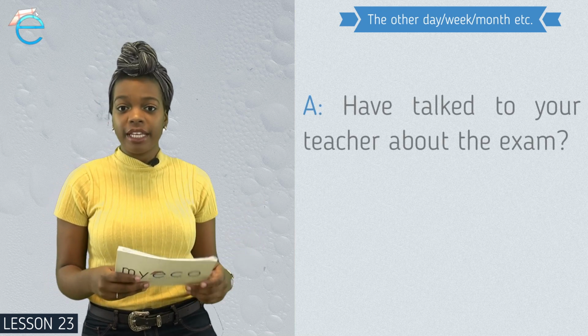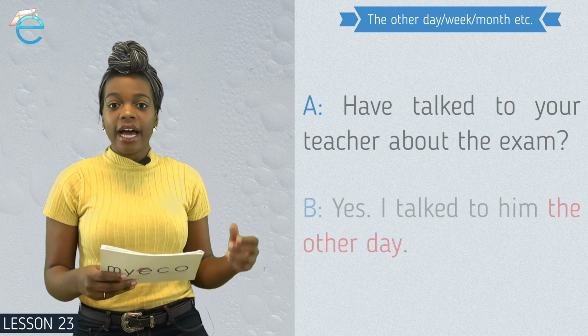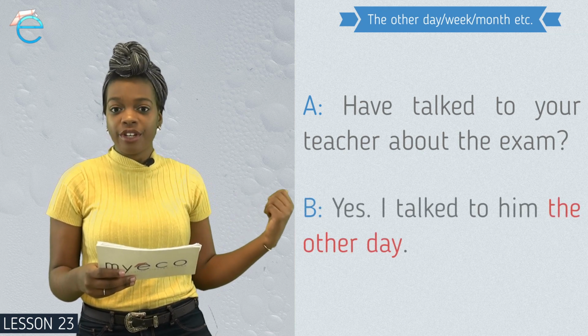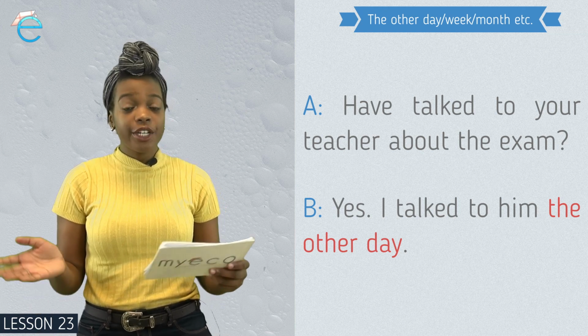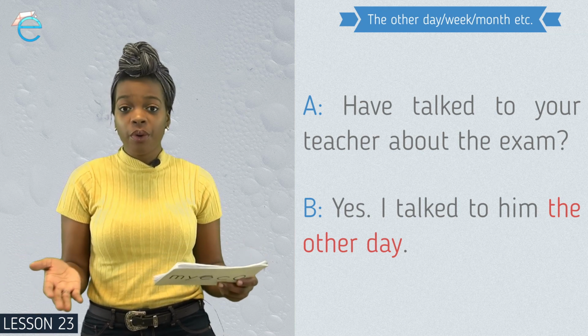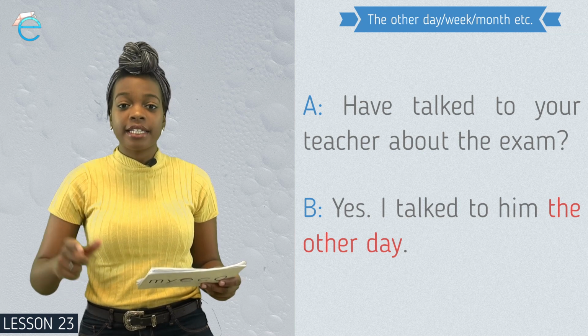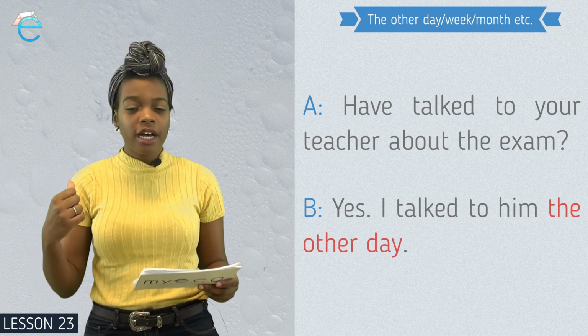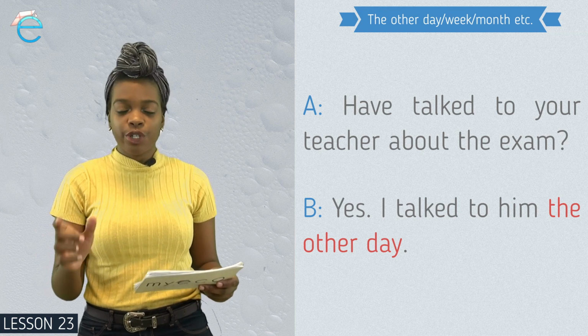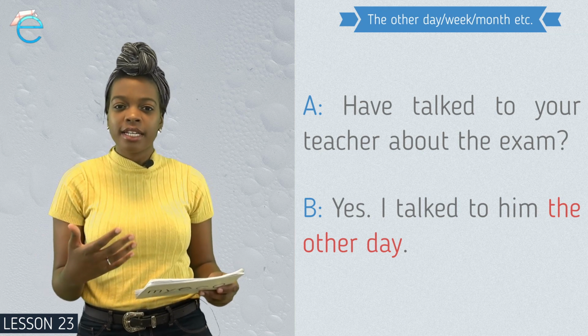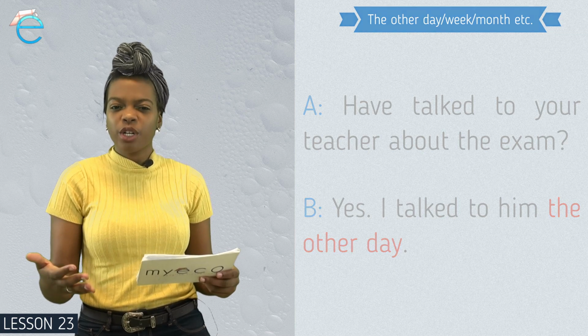So here we have the question, have you talked to your teacher about the exam? Yes, I talked to him the other day. So here, the other day isn't specific. It could be Monday, Tuesday, or Wednesday. We don't know. But what they're showing us is that it's a day, a couple of days in the past, but recent. So we use the other day to show us a day that's in the past, but a recent kind of day, not too far back.